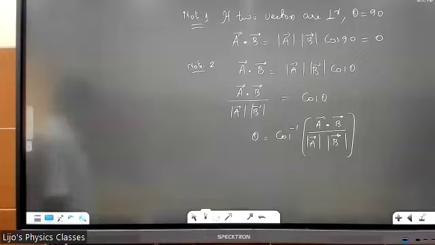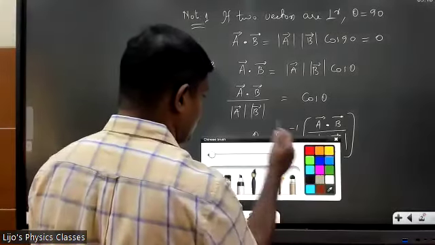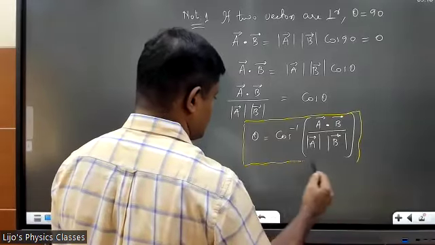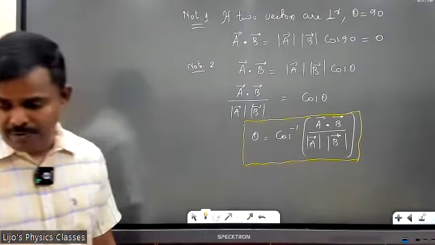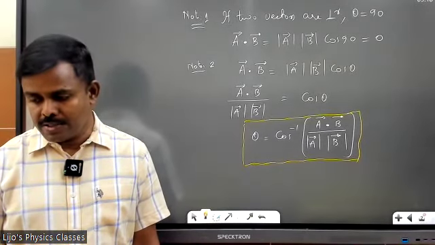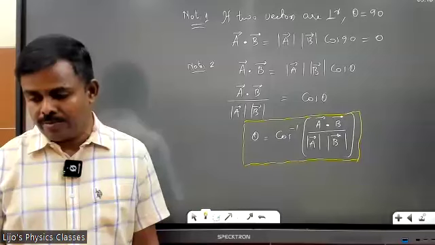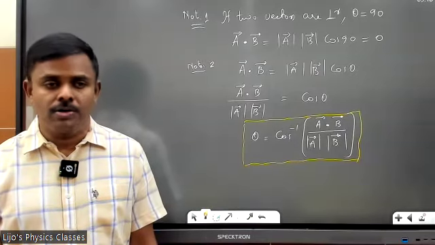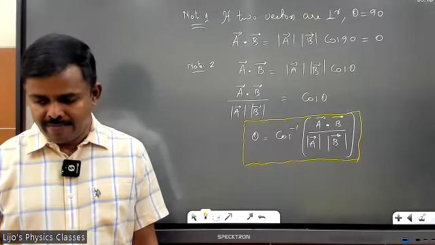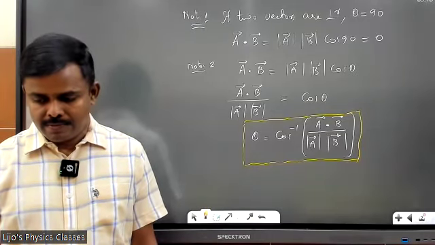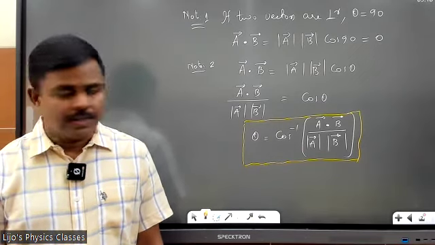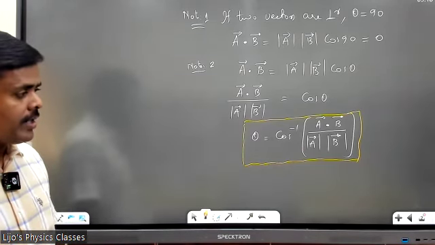Theta is equal to cos inverse of A dot B divided by mod A into mod B. You can learn this equation by heart if possible, or you can formulate it when you need.